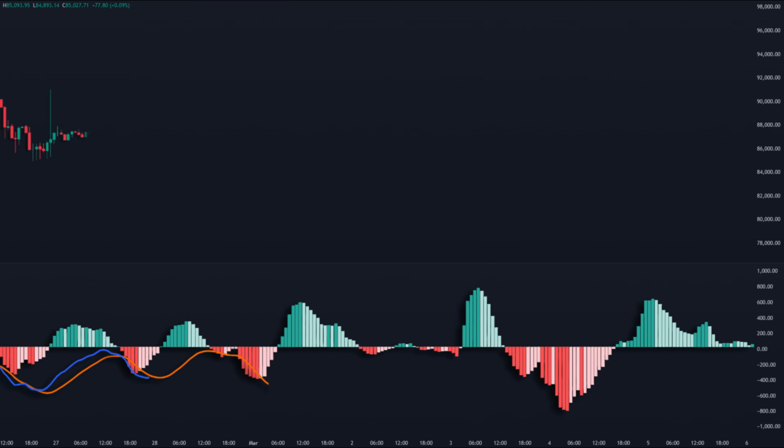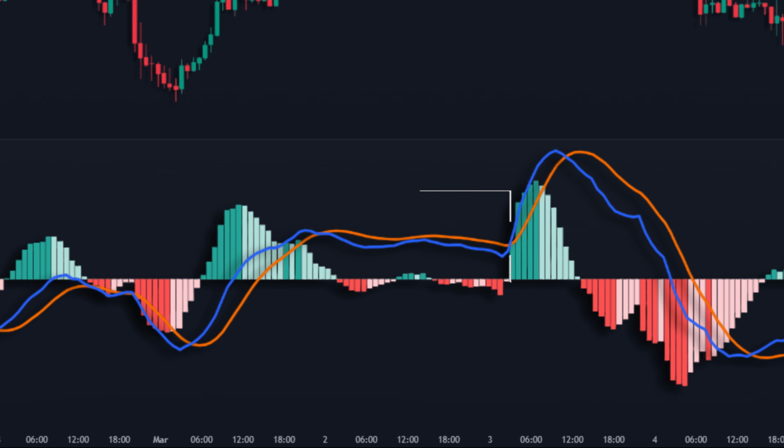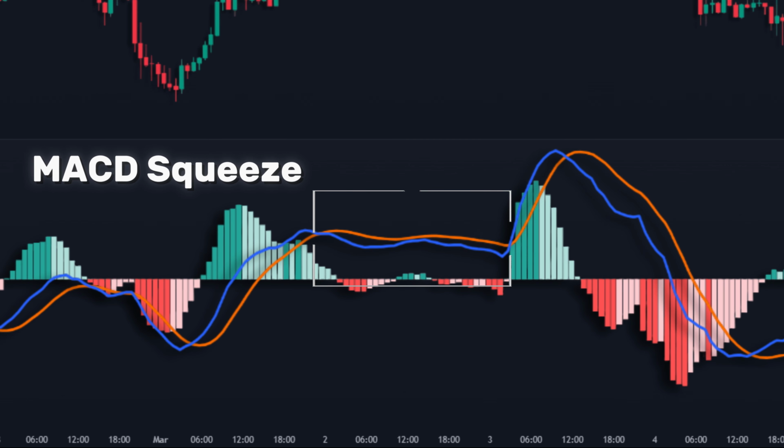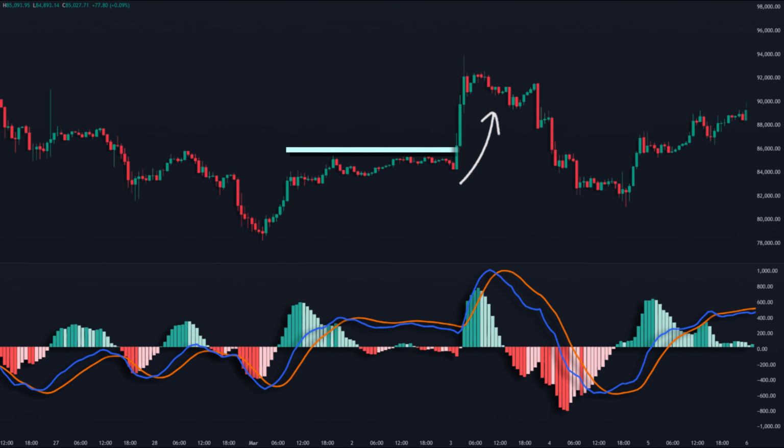So here's where my MACD trading strategy differs from what most traders are doing. Instead of just looking for standard MACD crossovers, we're going to focus on a very specific setup I call the MACD compression, or the squeeze. This will help you identify explosive breakout moves before they happen.